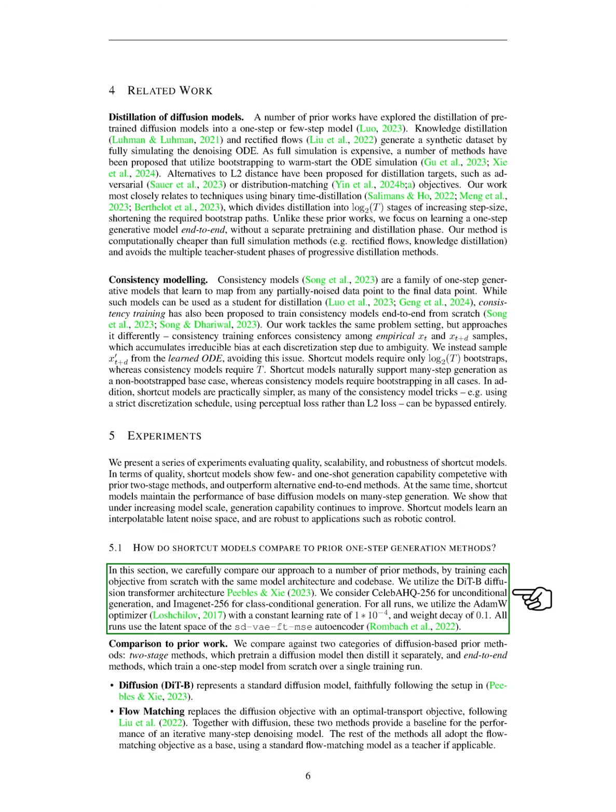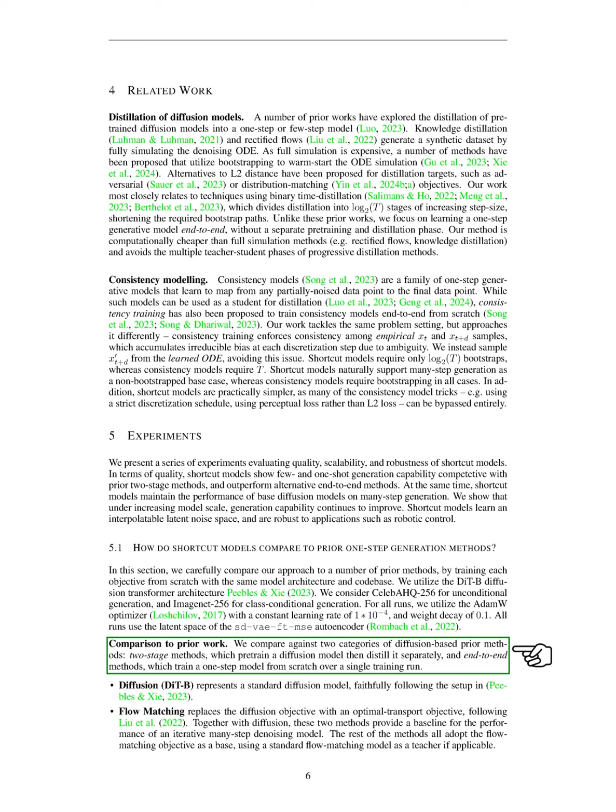In comparing shortcut models to previous one-step generation methods, we train each method from scratch using the same architecture and codebase, specifically the DiT-B diffusion transformer. We utilize datasets like CelebA-HQ256 for unconditional generation and ImageNet256 for class conditional generation, employing the AdamW optimizer with a consistent learning rate and weight decay.